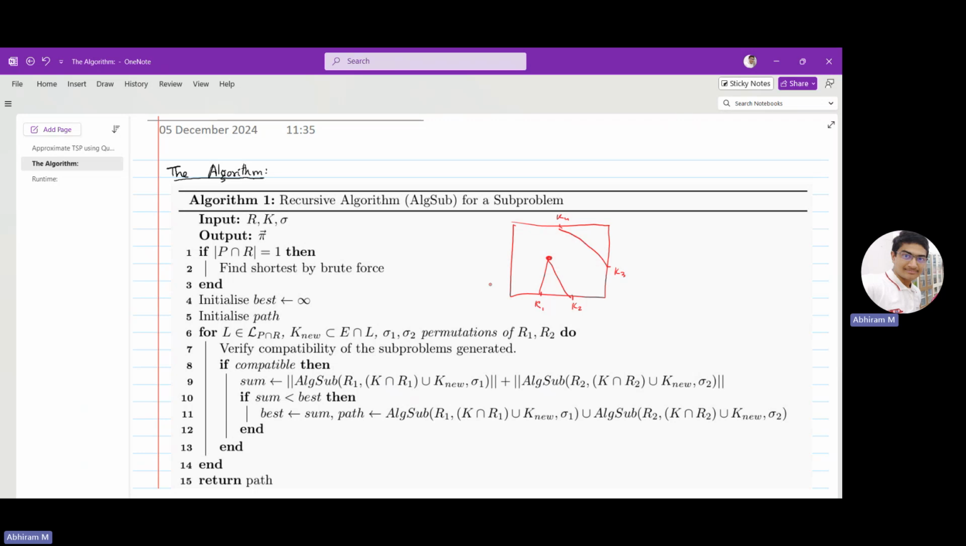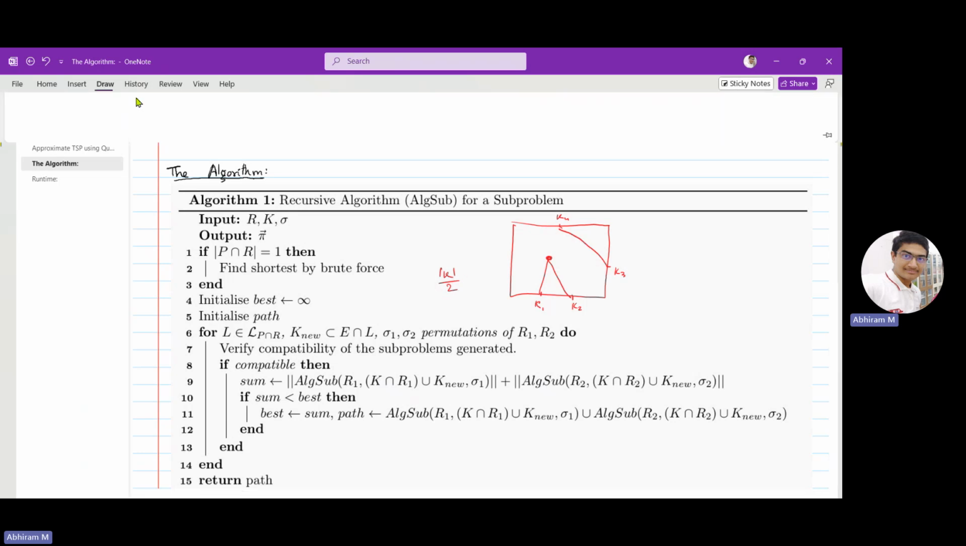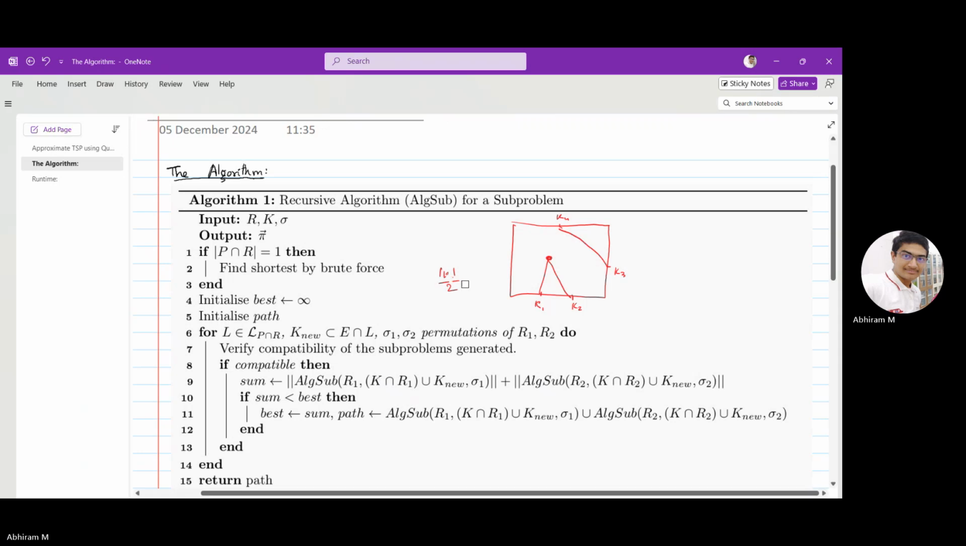So there are mod K by 2 possibilities of which path has to have the point. So there are this many of them to consider, and we take the shortest among them and report that as the answer. Right? So that gives us the base case.